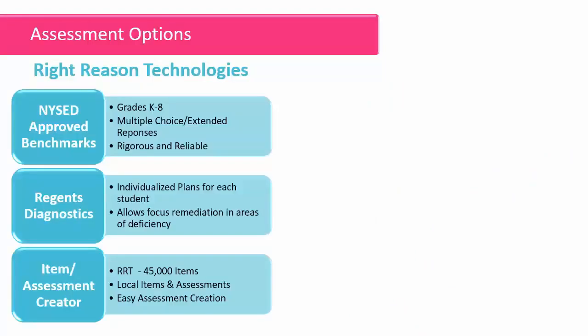At Right Reason Technologies, we have New York State Education Department approved benchmarks in grades K through 8. These assessments offer multiple choice and extended response options. We also have Regents diagnostics that allow for focusing remediation in areas of deficiency. And we also have an item bank of 45,000 items, so you can create local assessments by using our Easy Assessment Creator, which we will go over in just a bit.